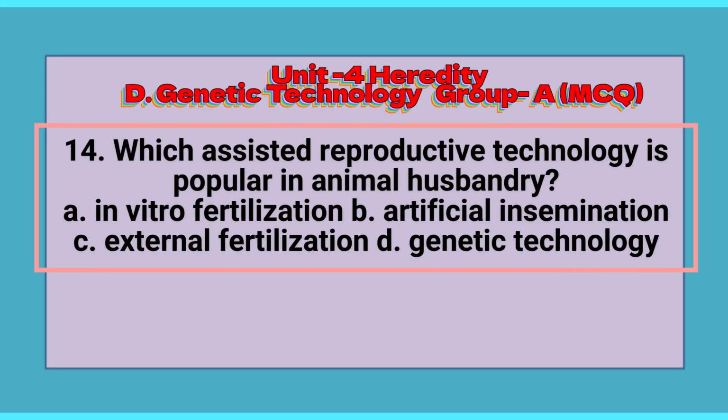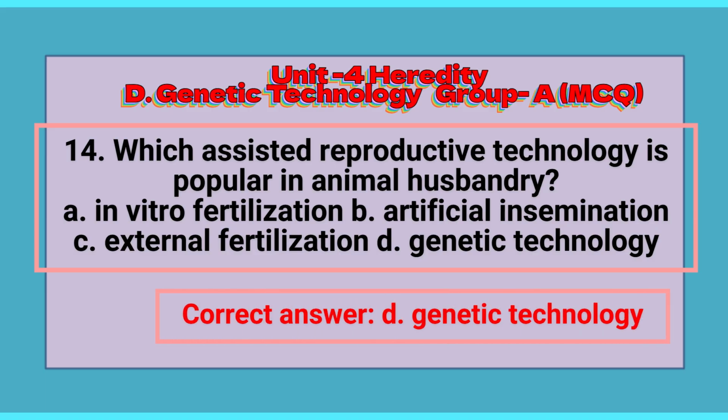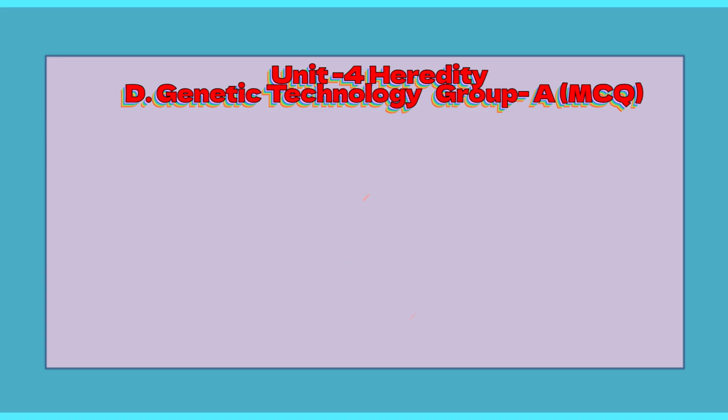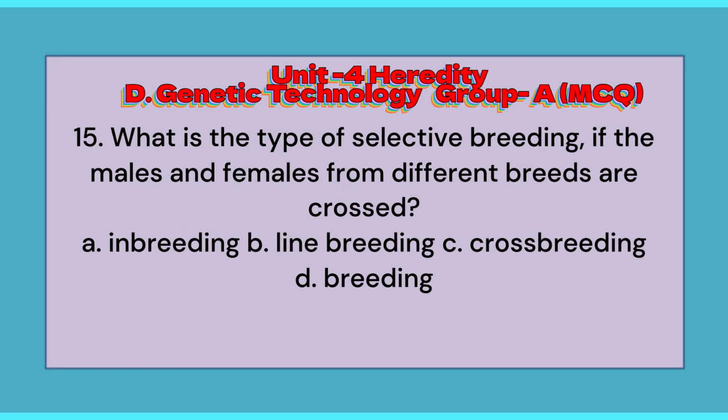14. Which assisted reproductive technology is popular in animal husbandry? A. In vitro fertilization. B. Artificial insemination. C. External fertilization. D. Genetic technology. Correct answer: D. Genetic technology.